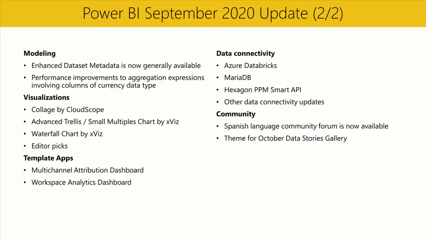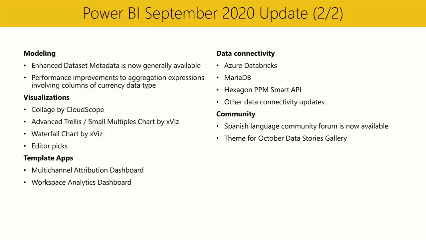And third is the Hexagon PPM Smart API connector, which lets you connect to smart APIs from Hexagon PPM to get data. These are RESTful web APIs which typically provide access to data associated with software applications like Smart Plant Foundation or Smart 3D. The connector will be available in the Other section of the Get Data dialog.